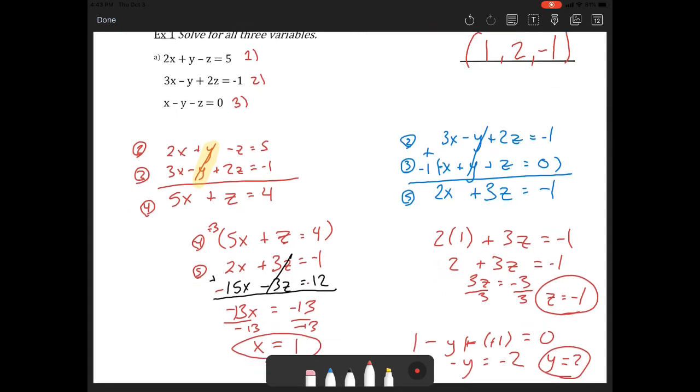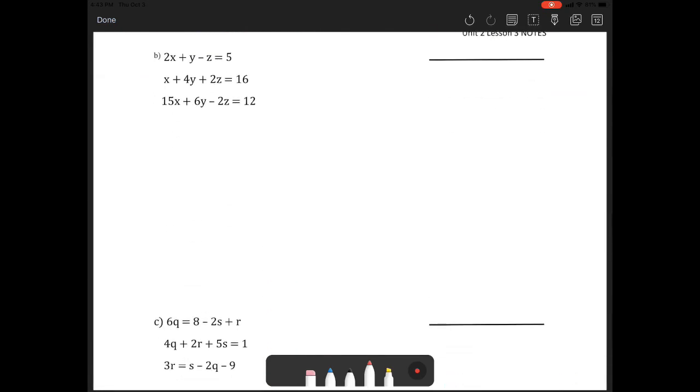Okay, so now we're going to move on to our next example. So first thing, we're going to number our different equations again. So we've got 1, 2, and 3. So we're going to combine these two, our 1 and our 2, and we're going to have 2x plus y minus z equals 5, and x plus 4y plus 2z equals 16.